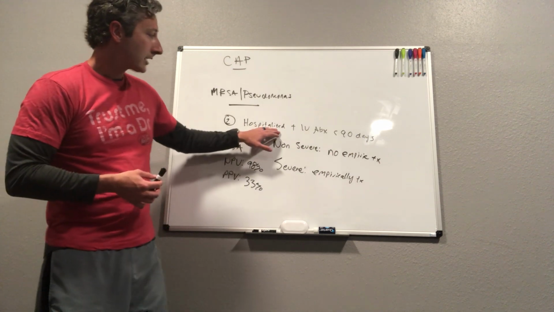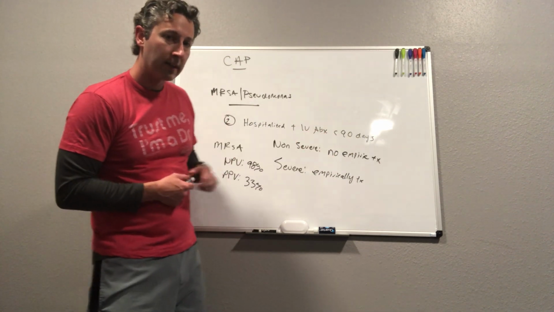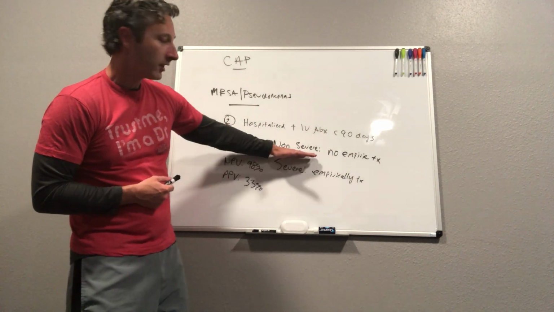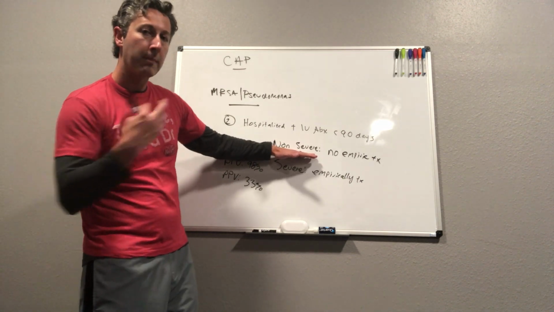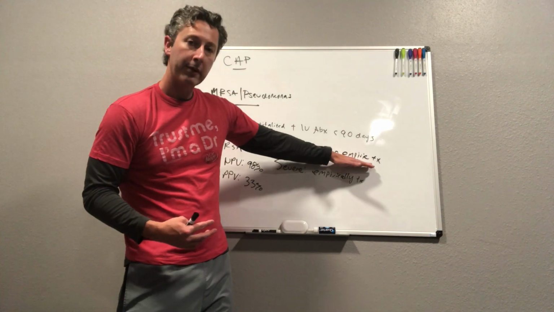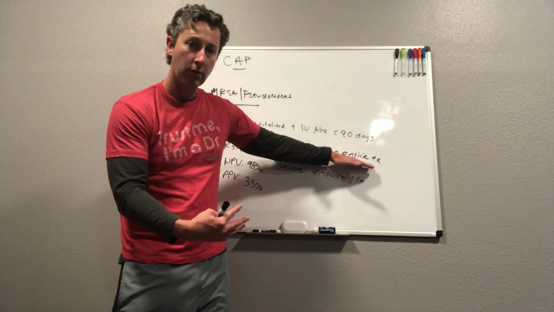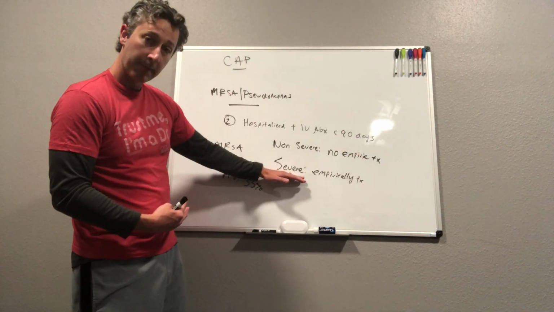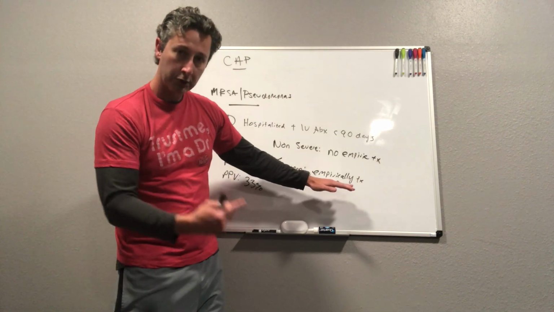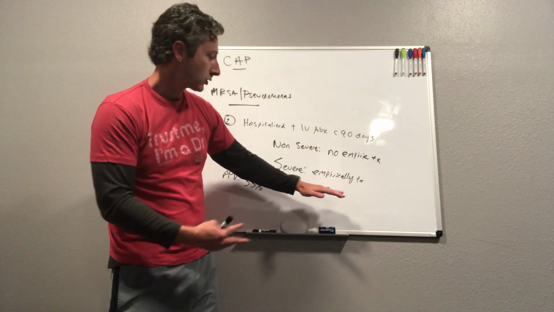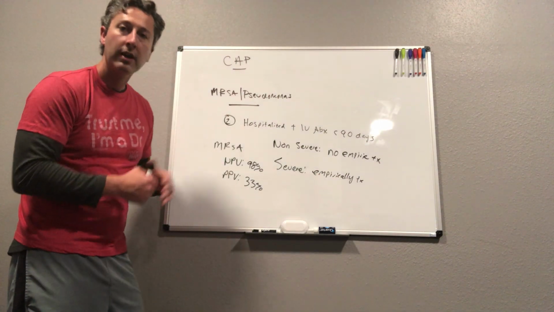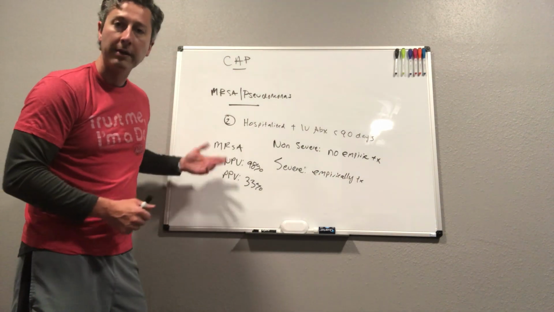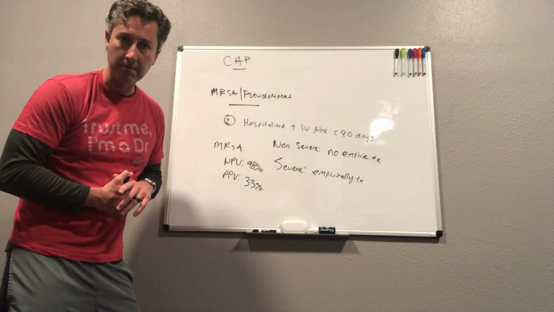So hospitalized and IV antibiotics within the last 90 days. If I have non-severe pneumonia, I'm getting my blood cultures, my sputum gram staining culture, my MRSA nasal swab, but I'm not empirically treating unless I'm really pushed to do so. Severe pneumonia, I'm getting my blood cultures, sputum gram staining culture, MRSA nasal swab. I'm empirically treating, and then I'm narrowing at 48 hours based on my sputum and my blood and my MRSA nasal swab, okay?